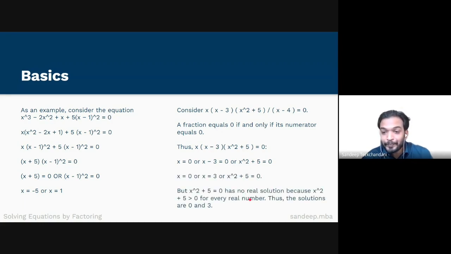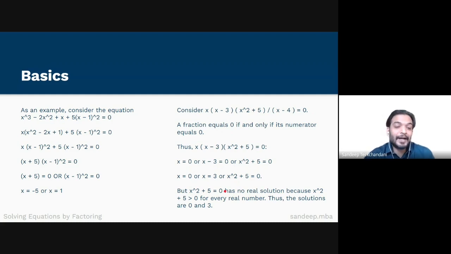Therefore, x square plus 5 equals 0 has no real solution because x square plus 5 is greater than 0 for every real number. Therefore, our solutions will be x equals 0 or x equals 3.